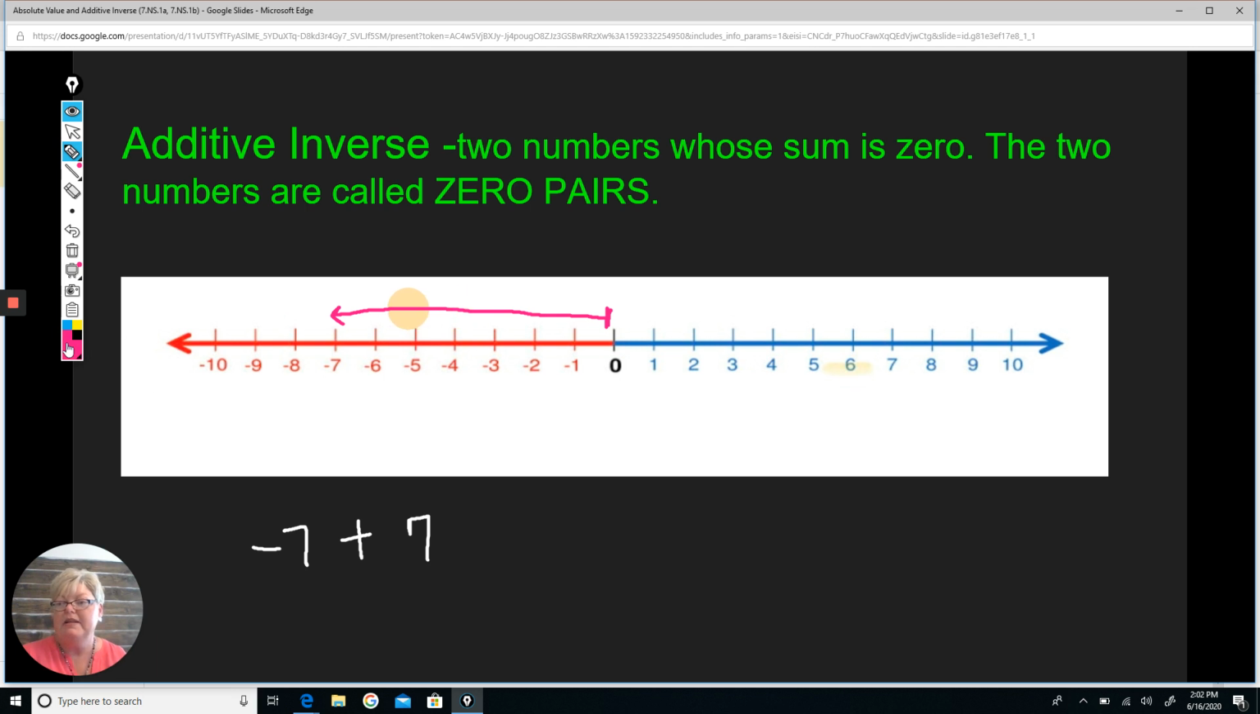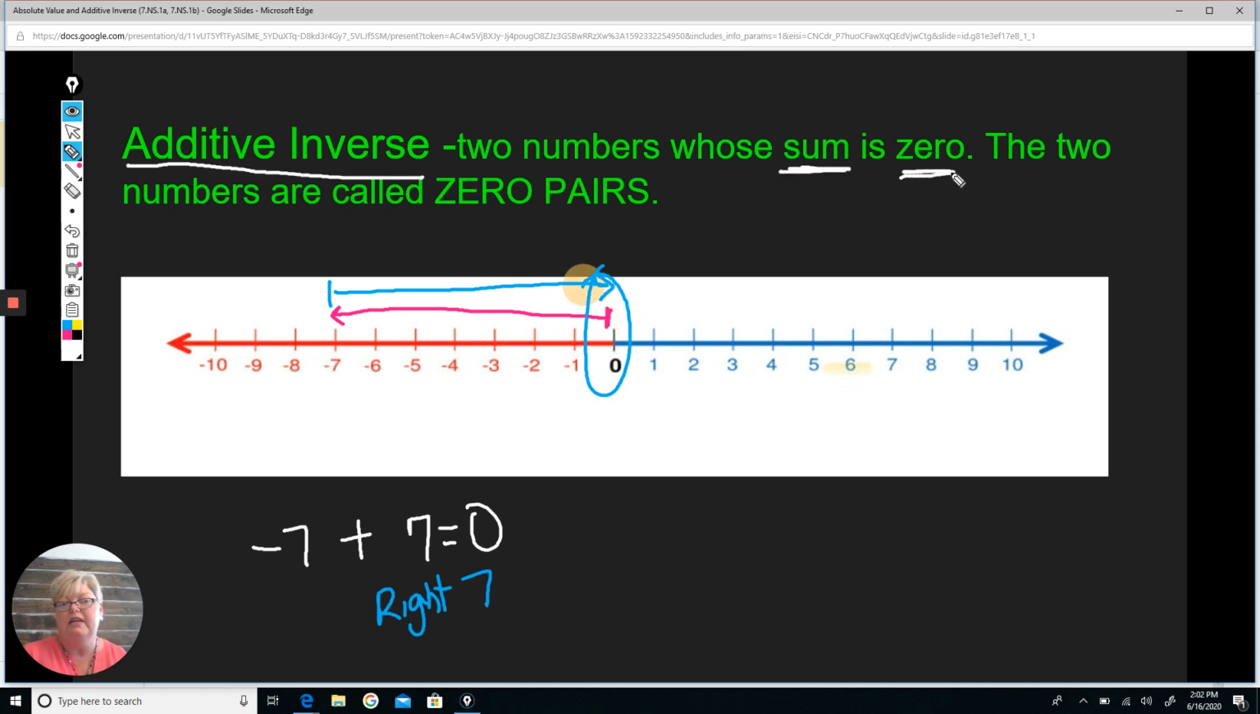And it says my second term is +7. It's a +7, so I'm going to go to the right 7 times. And that's going to put me right back at 0. So the solution to -7 plus 7 is 0, and that's called additive inverse. Two numbers that sum to 0, and these two numbers right here are called zero pairs because they're opposites.